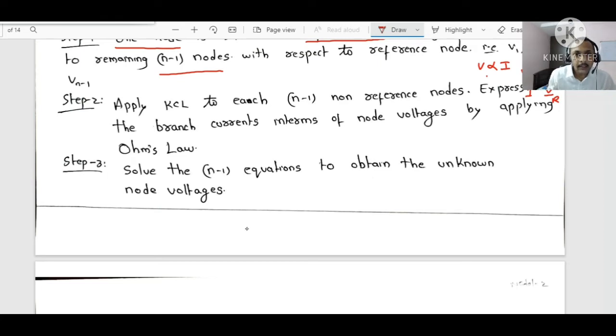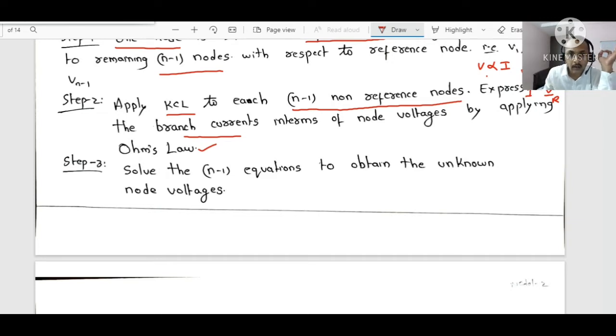You have to apply the KCL. Nodal analysis itself means two laws, combination of two laws, KCL plus Ohm's law. You apply the KCL at each of the n-1 non-reference nodes. Very, very important. You have to apply the KCL at each non-reference node. After applying the KCL, now you express the branch currents in terms of the node voltages by applying which law? Ohm's law. By applying which law, dear students? By applying the Ohm's law.